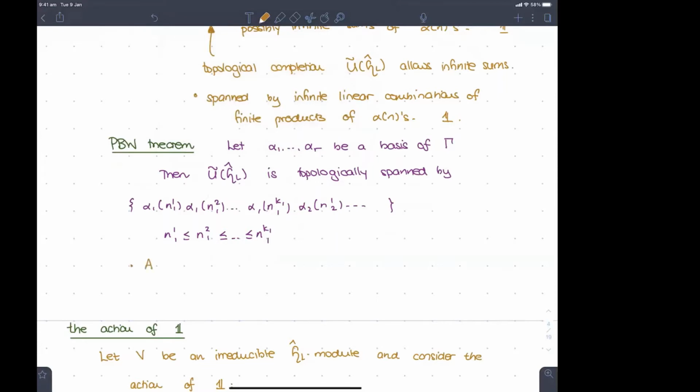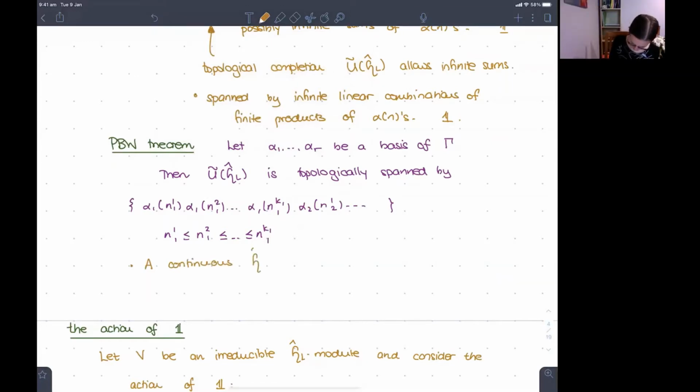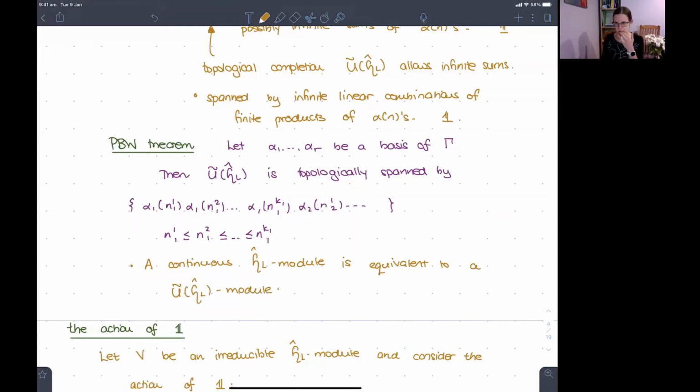So a continuous Heisenberg representation in the way we discussed above is equivalent to a representation of this topological algebra. Probably continuous. Okay. So just like we do with finite dimensional Lie algebras, we'll talk about representations of the one and the other, and we won't be very careful about what we mean.